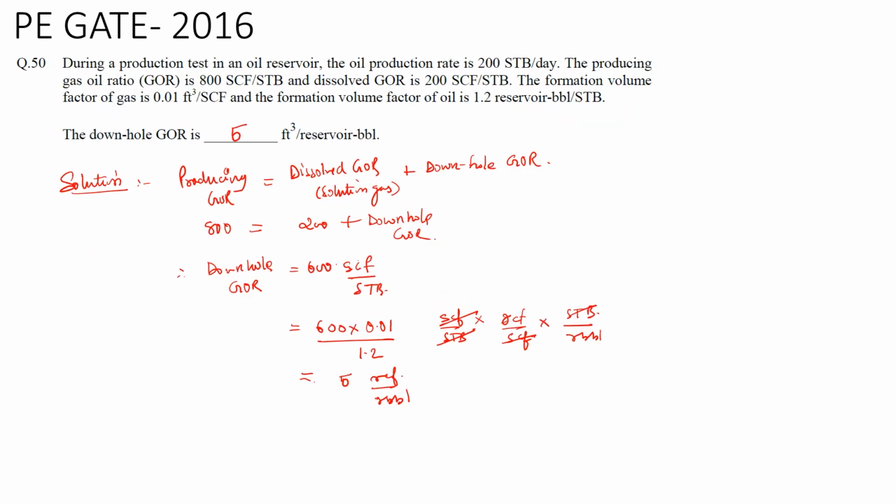This particular question was asked in GATE 2016. Let's look at the question. During a production test in an oil reservoir, the oil production rate is 200 barrels per day. The producing GOR is 800 standard cubic feet per STB and dissolved GOR is 200. The formation volume factor of gas is 0.01 feet cube per standard cubic feet, and the formation volume factor of oil is given as 1.2.